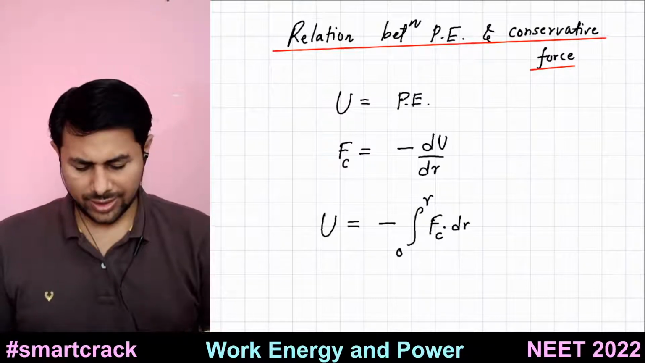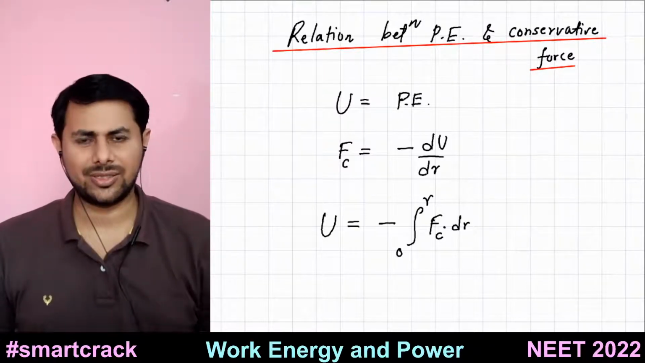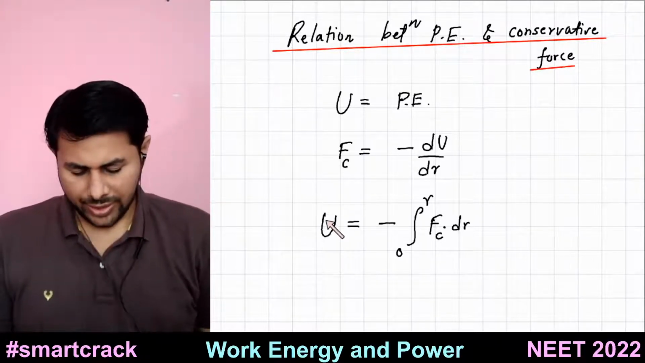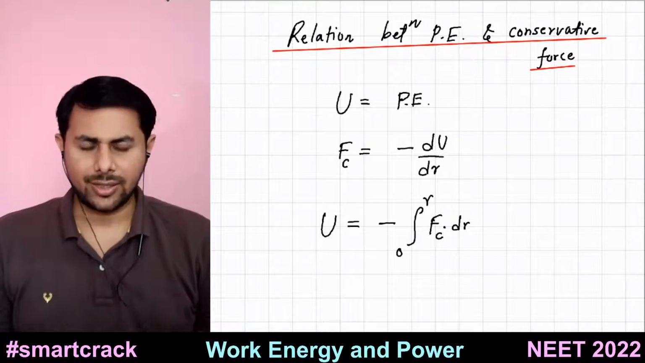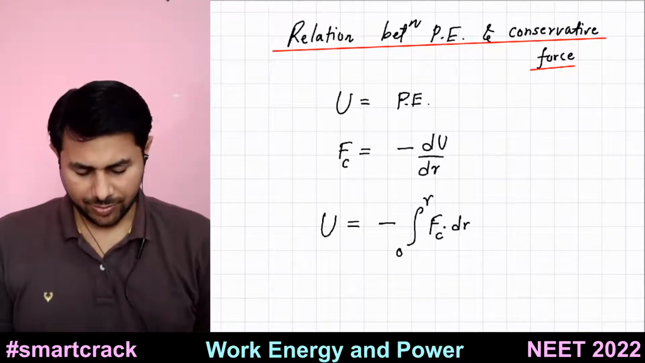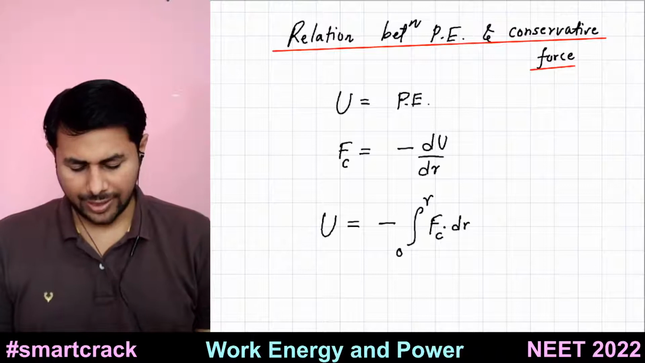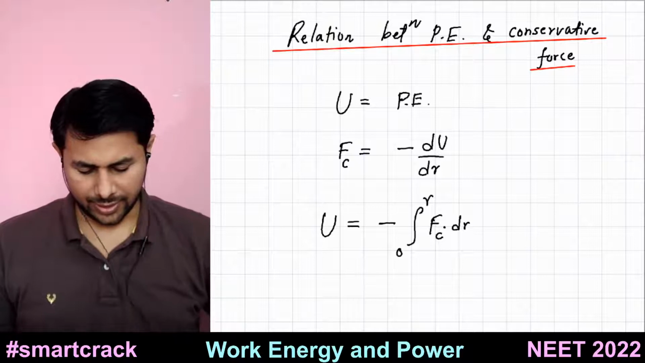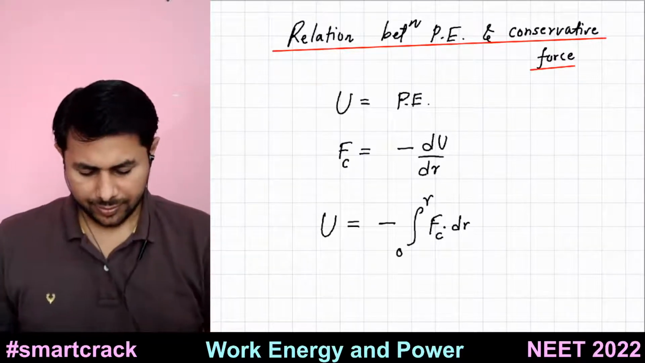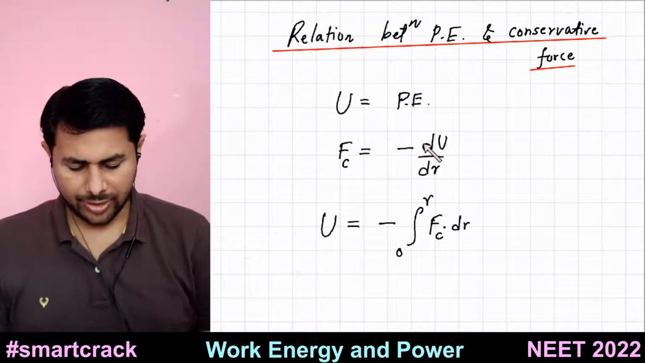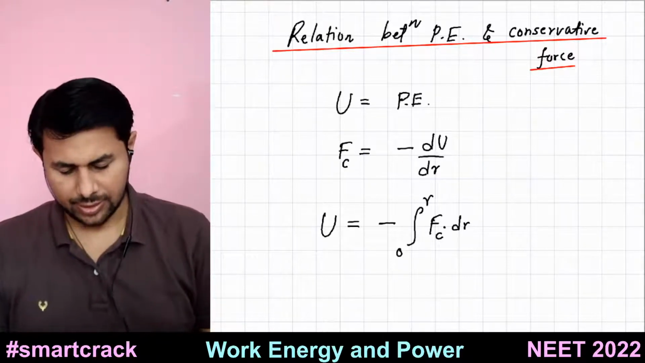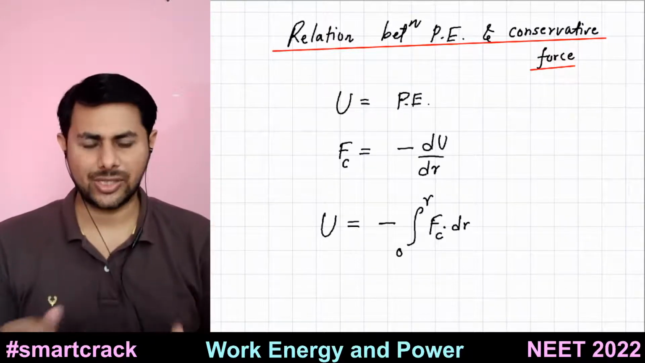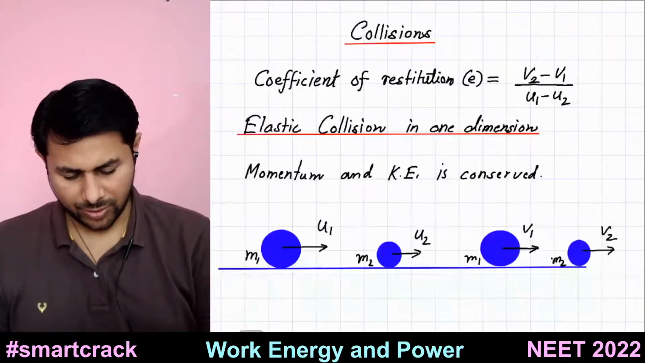This is actually the fundamental theorem of calculus, the relation between integral and derivative. If you get U as minus the integral of Fc dot dr, then Fc will be equal to minus dU by dr. This is the fundamental theorem of calculus. So this is how we find the conservative force from potential energy. Till now we found potential energy from force, and now we find force from potential energy. Let's go back to the problem.